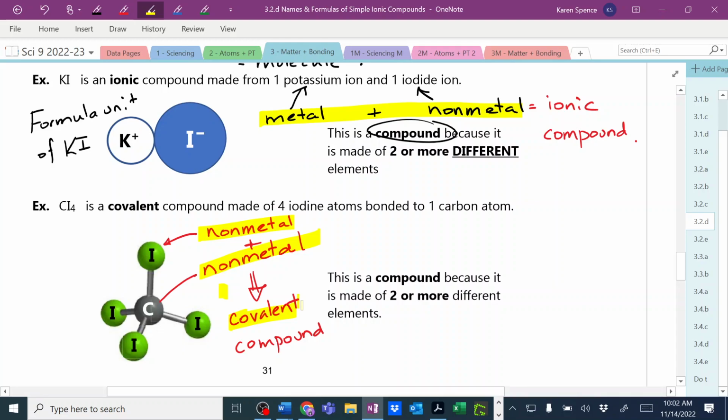Do you see charges up here? Are there charges up here? Yes, because they are ions forming an ionic compound. Do you see charges here? No, that's because that is not an ionic compound. It is a covalent compound.